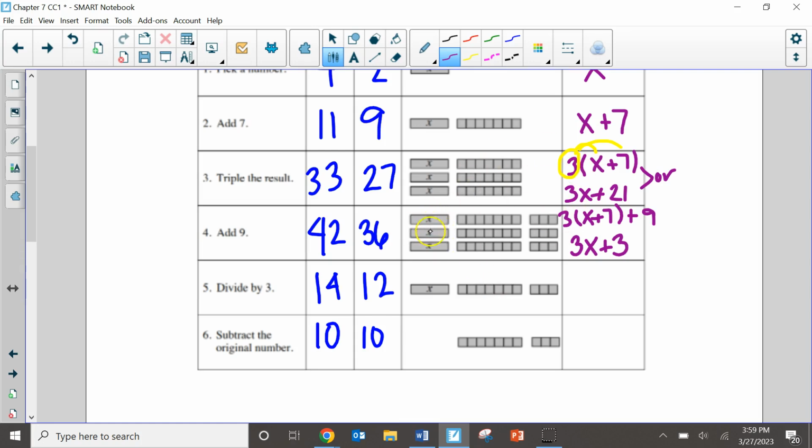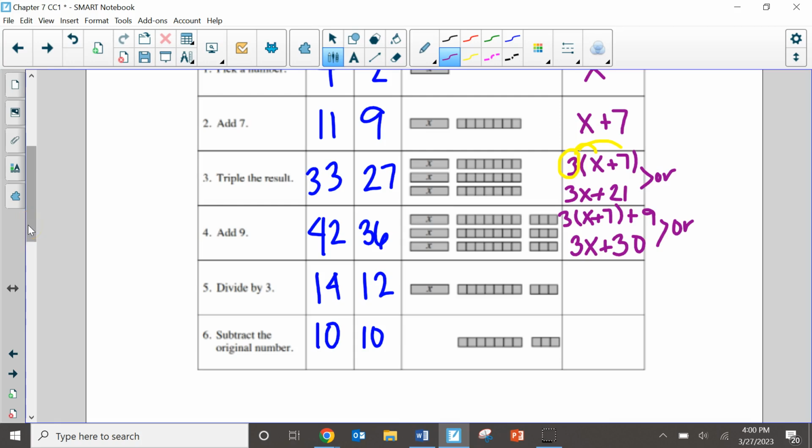You have 3 x's still. And when you added 9, you ended up with 30 unit tiles. Sorry, I forgot to write that out. Okay. So this is 2 ways to write this. So that's why I'm going to put "or" so you don't get confused.